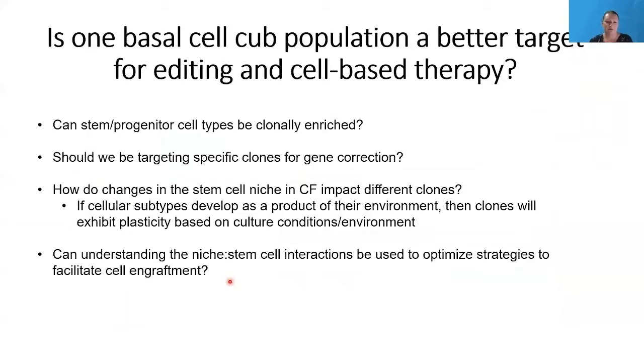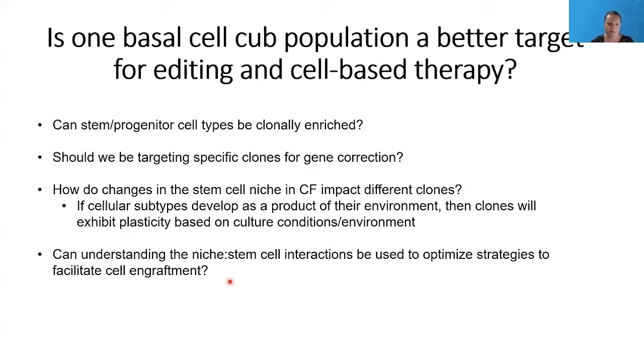So as I just said, is one of these basal cell subpopulations going to be a better target for editing and cell-based therapies? These are questions that remain to be answered based on the data that's been shown. Can these stem and progenitor cells be clonally enriched? So can we use those cell surface markers to select for them? Should we be targeting specific clones for gene correction, or should we be targeting all basal cells? And I think important in CF, as has just been shown by the transcriptomic differences in CF and non-CF basal cells, is how do changes in the stem cell niche in cystic fibrosis impact the different clones?